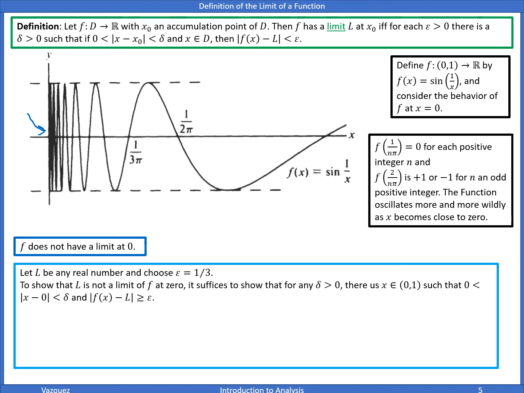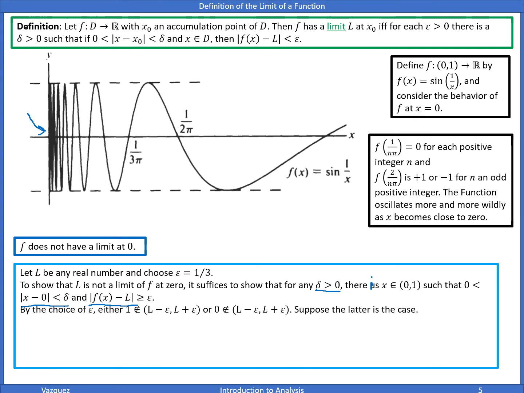Well, to show L is not a limit of f at 0, it suffices to show that for every delta greater than 0, there is an x in our domain such that |x - 0| is less than delta, but |f of x minus L| is greater than or equal to epsilon, right? It's not less than epsilon, it's greater than or equal to, which will destroy the whole definition, which will show that there is no limit at 0.